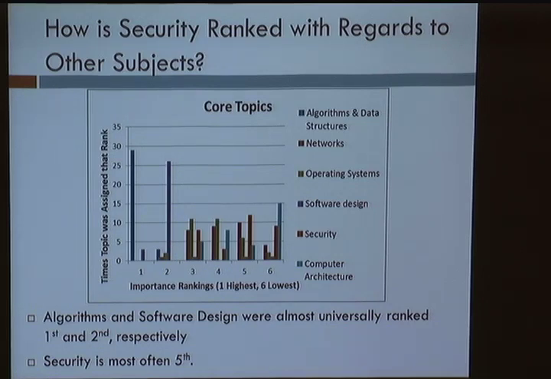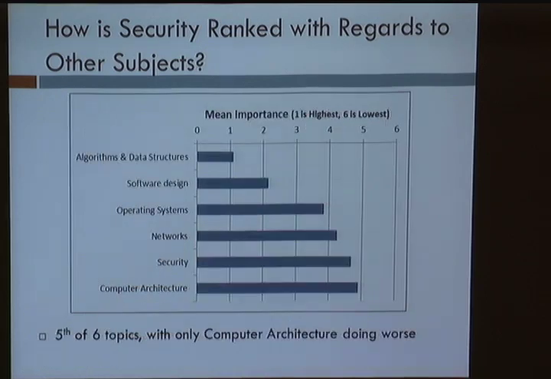They skipped rank between the previous graph and this one, which is a different thing, but I'm just a data nerd. Let's see, if you look at that same data a different way with just the average rankings that the topics got assigned, algorithms and software design are 1 and 2, security averaged 4.7, so solidly 5th.